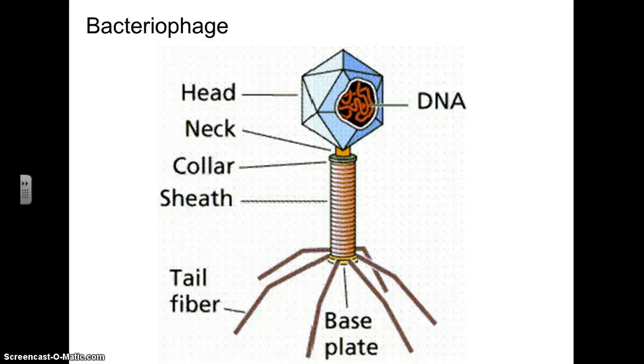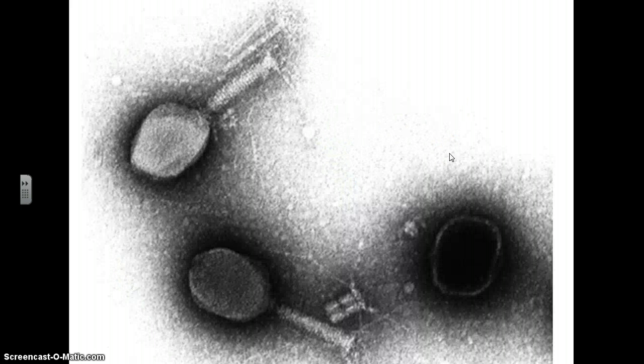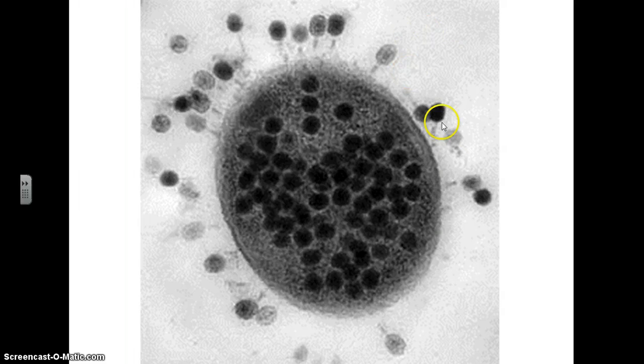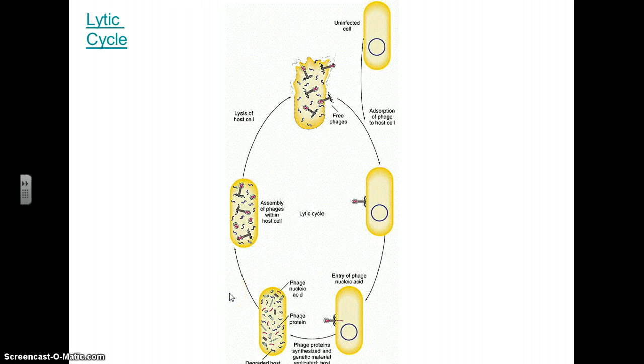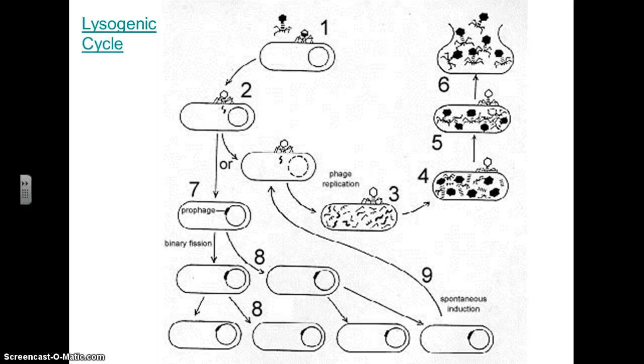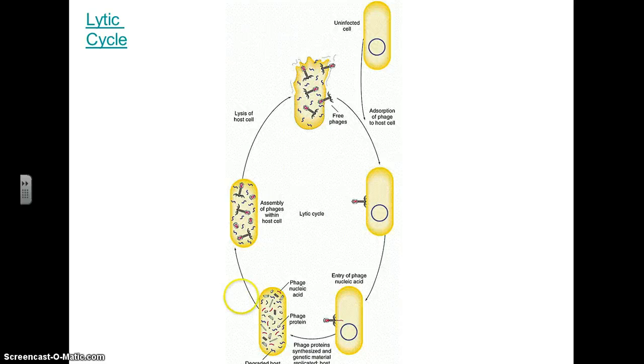There are also some known as bacteriophages. Bacteriophages are viruses that infect bacteria, and again they have this really complex capsid structure. It looks like a spaceship almost, with DNA on the inside. And here's a bunch infecting this hapless bacterial cell. When these bacteriophages infect a bacterium, they do it through two different ways, what's called the lytic or lysogenic cycles. Let's talk about those for a minute.